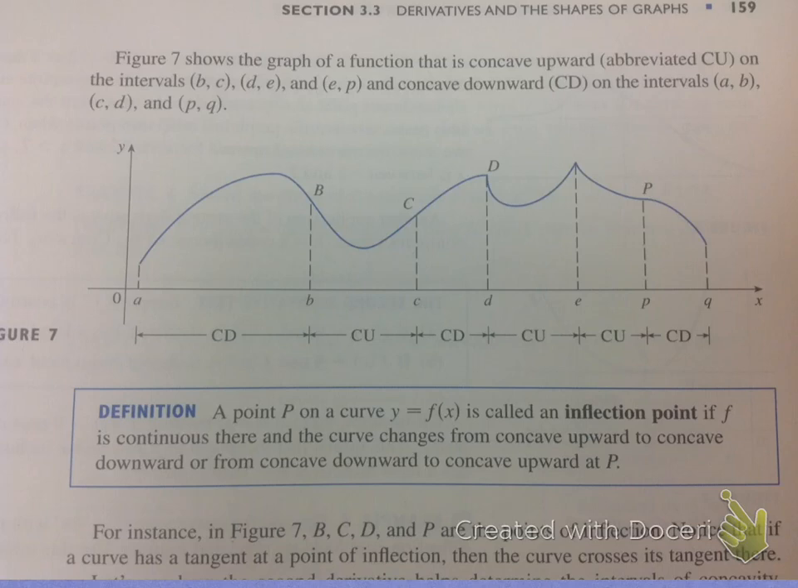From A to B, it is concave upward. From B to C, it is concave downward. From C to D, it is concave up. D to E is down, E to P is down, and P to Q is up.